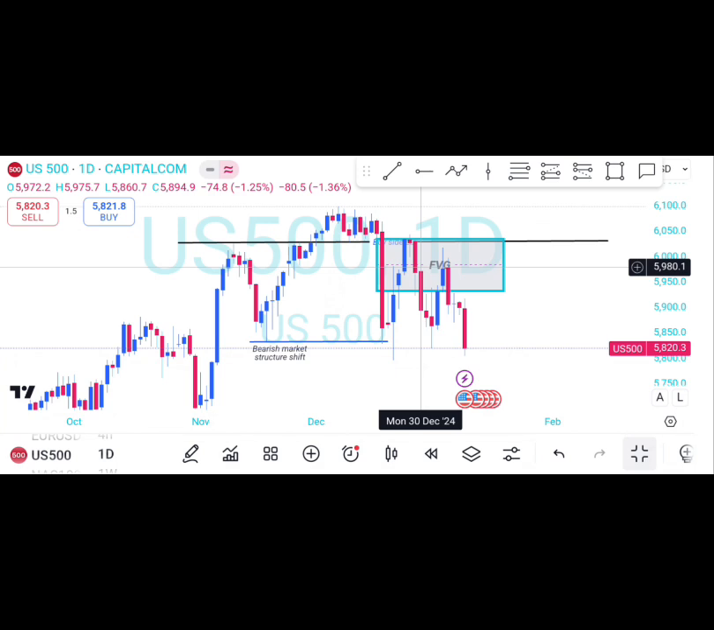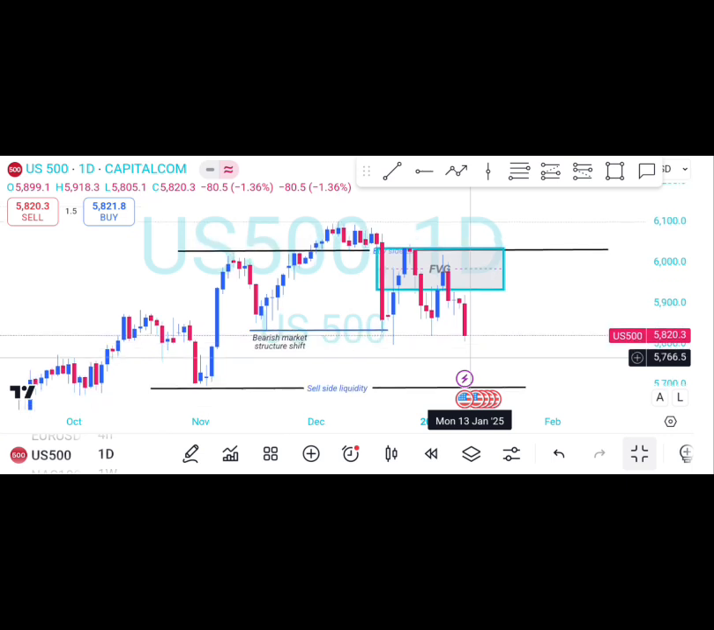Price decided to give us another FVG inside the fair value gap. It gave those swing traders, because I'm not a swing trader, another opportunity to enter again. So those who entered on this FVG might still be holding this.